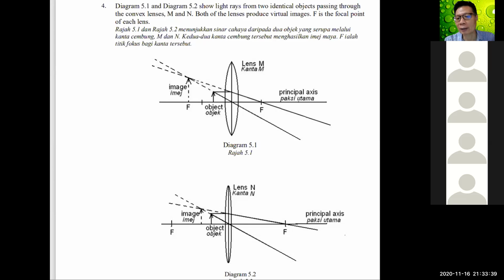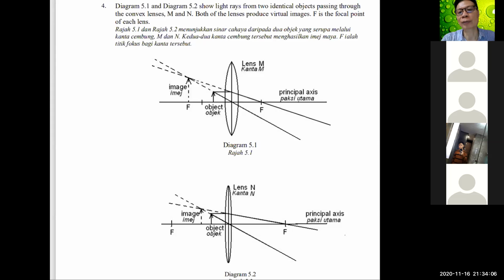Chin Yi Hong, can you hear me or not? Chin Yi Hong? Lim Yi Wei, can you hear me? Lim Yi Wei, can you answer? The greater the image size, the further the image distance. Yes, the answer is correct.